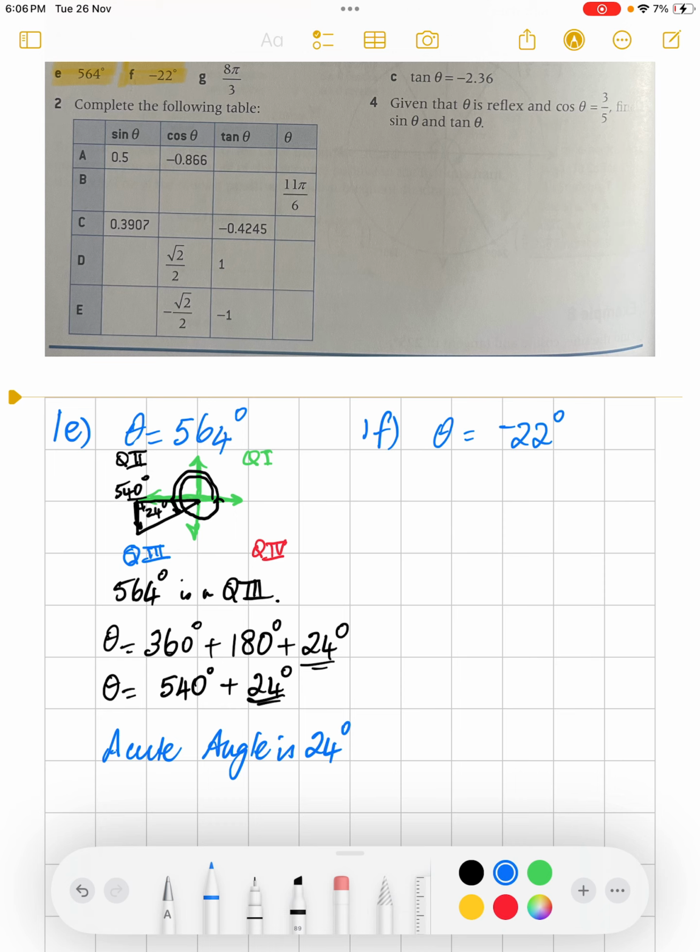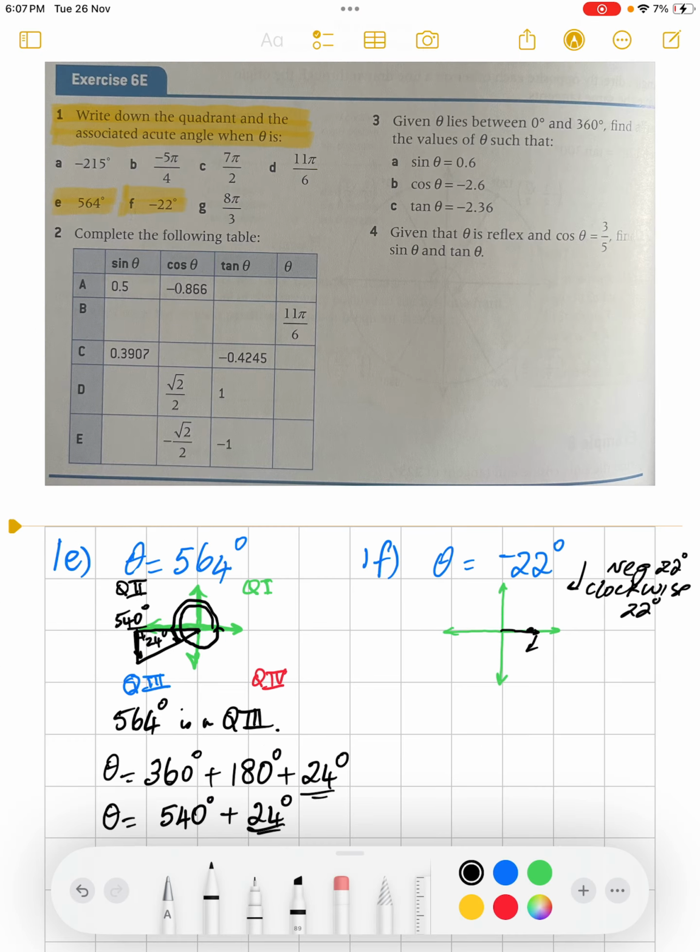Let's do 1F. We've got our y-axis, we've got our x-axis, and if we start at 0, we've got 0 here. And let's go negative 22 degrees in the negative direction, so clockwise is the negative direction. So negative 22 degrees is clockwise 22 degrees. And we end up just here, not far.